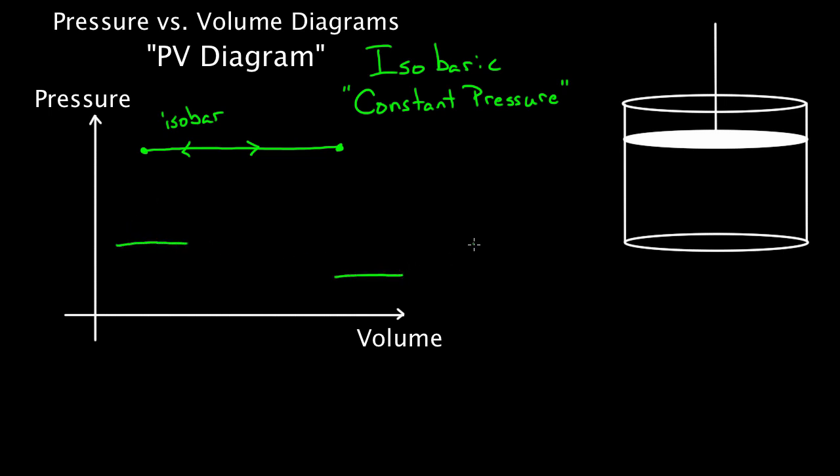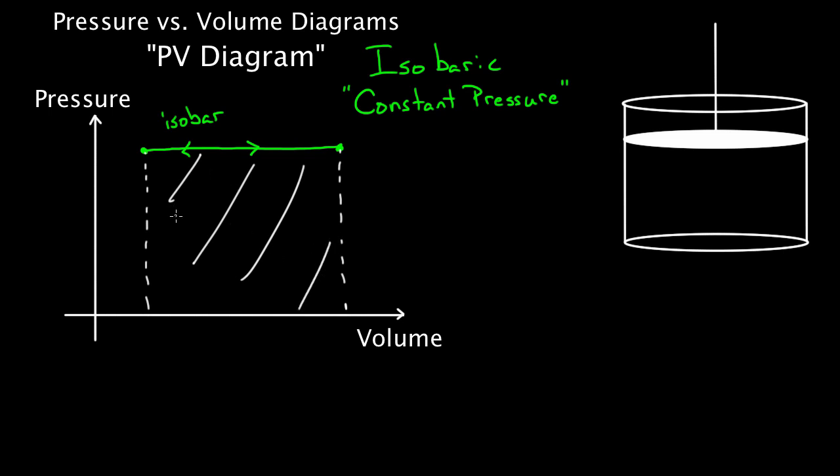Any horizontal line is going to be an isobar, an isobaric process. Now I bring up the isobaric process first because it allows me to show something important that's true of every process that's just easier to see for the isobaric process. In physics, the area under the curve often represents something significant. And that's going to be true here as well. Let's try to figure out what the area under this curve represents.